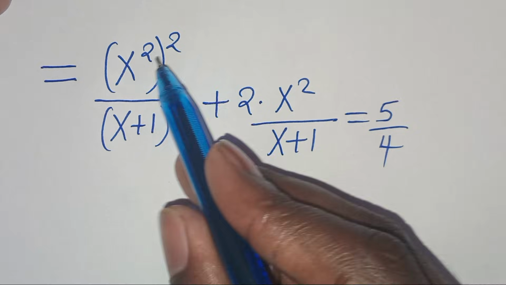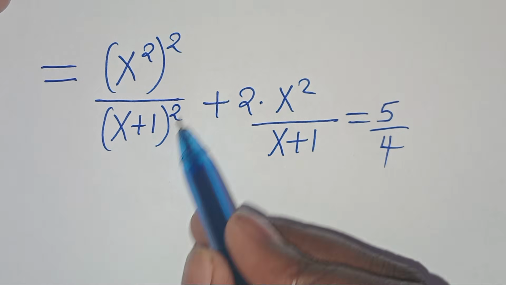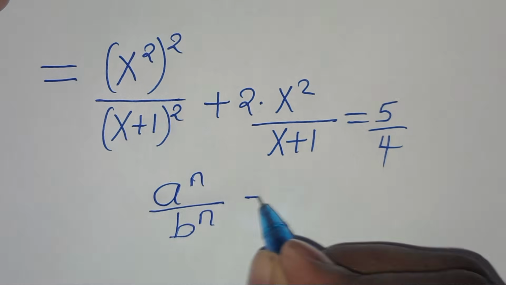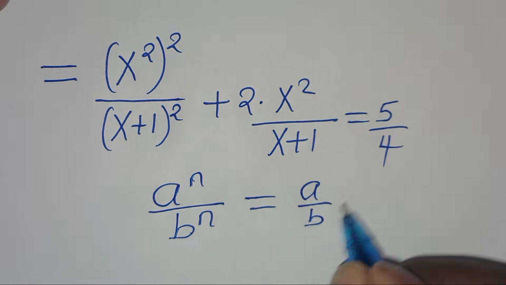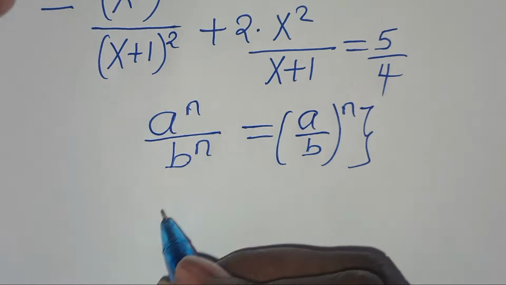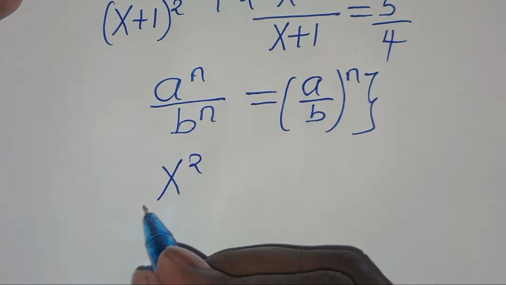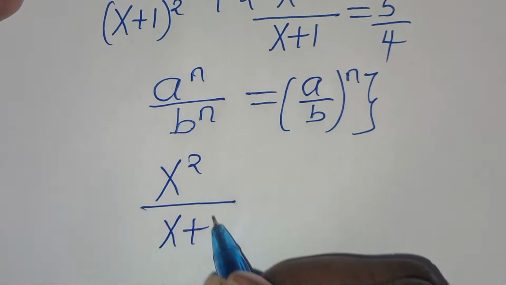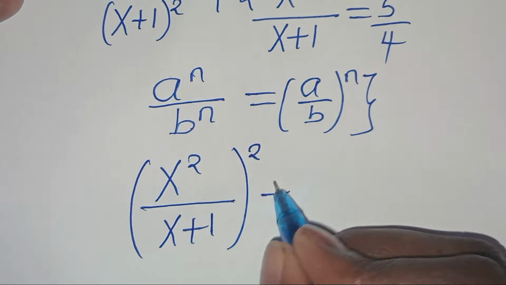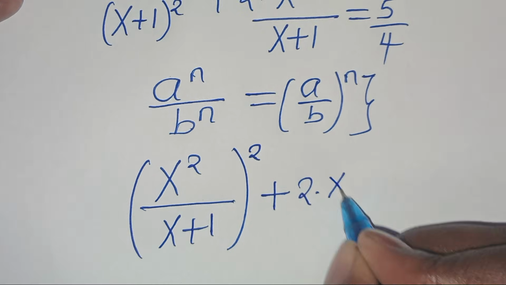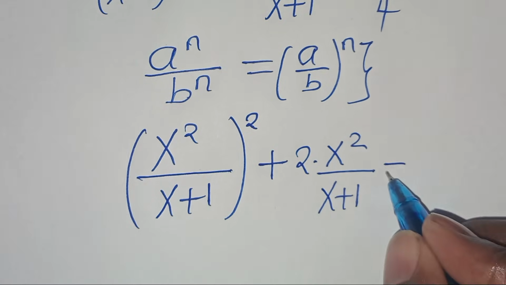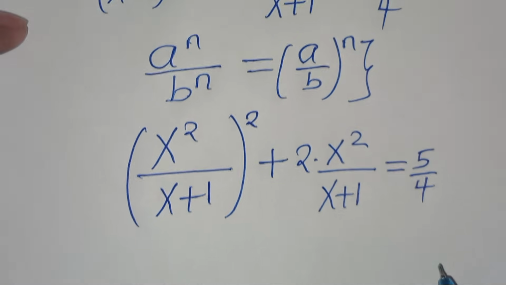So we have (x squared) raised to the power of 2 divided by (x plus 1) to the power of 2. This is in the form of a to the power of n divided by b to the power of n, which can be expressed as a over b raised to the power of n. So applying this property, we have (x to the power of 2 divided by x plus 1), everything here, raised to the power of 2, plus 2 times x to the power of 2 divided by x plus 1. This is equal to 5 over 4.